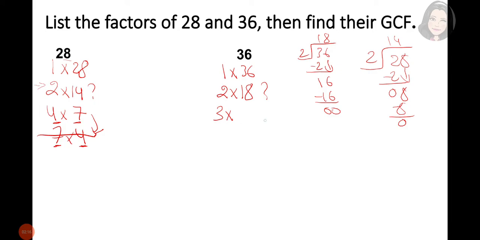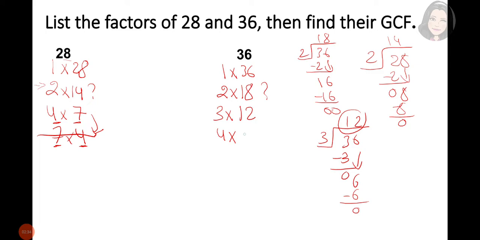So 3 times what number? Using long division, I am going to find out what number times 3 is a 36. That's a 1. 3 minus 3, 0. Drop down the 6. That's a 2. 2 times 3 is a 6 and a 0. So what number is it? 12. 3 times 12. Is it divisible by 4? For sure. 4 times 9 is a 36. It's not divisible by 5 since the last digit is not 0 or 5. Is it divisible by 6? Of course, 6 times 6 is a 36. Notice over here, 6 and 6 are the same digits, repeated factors, so we stop.